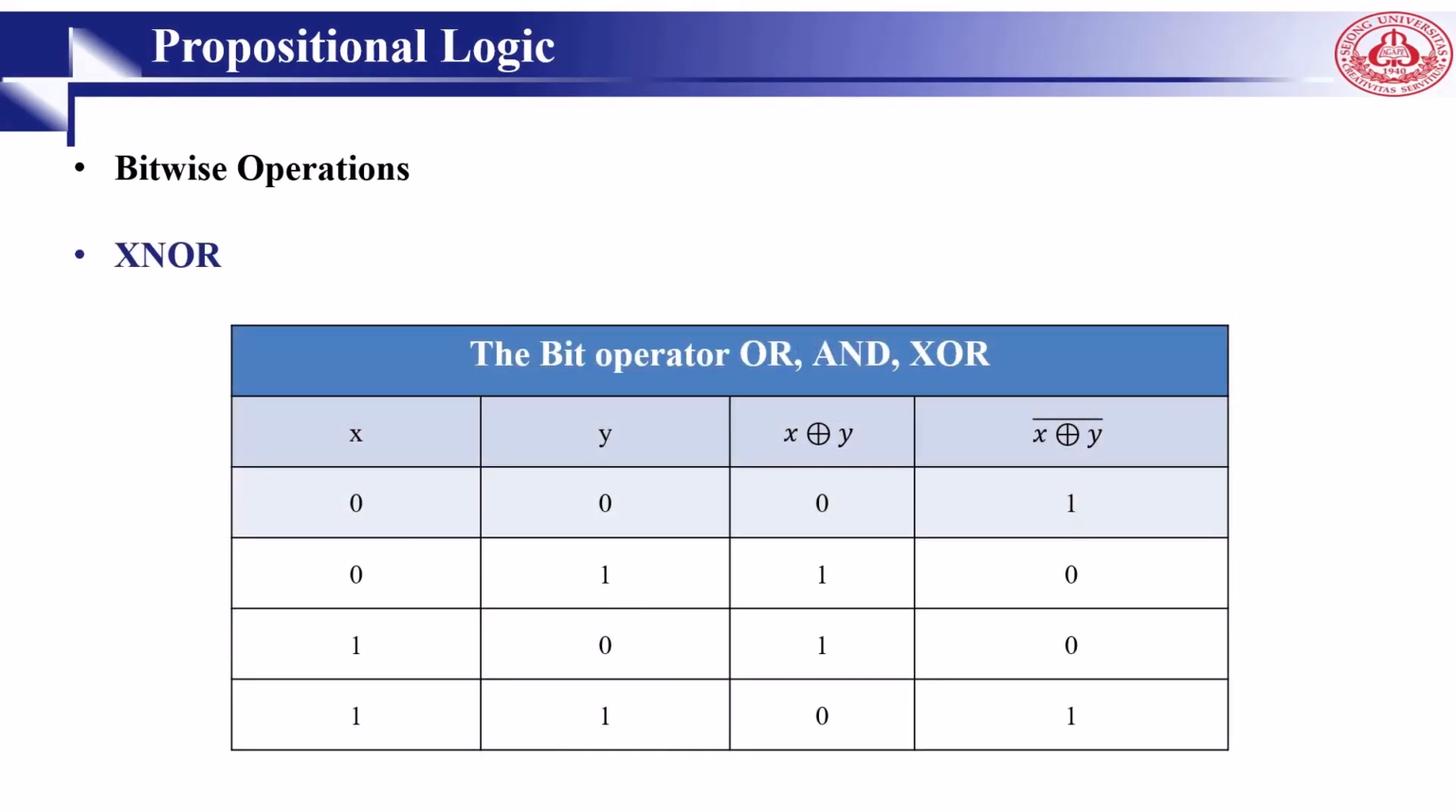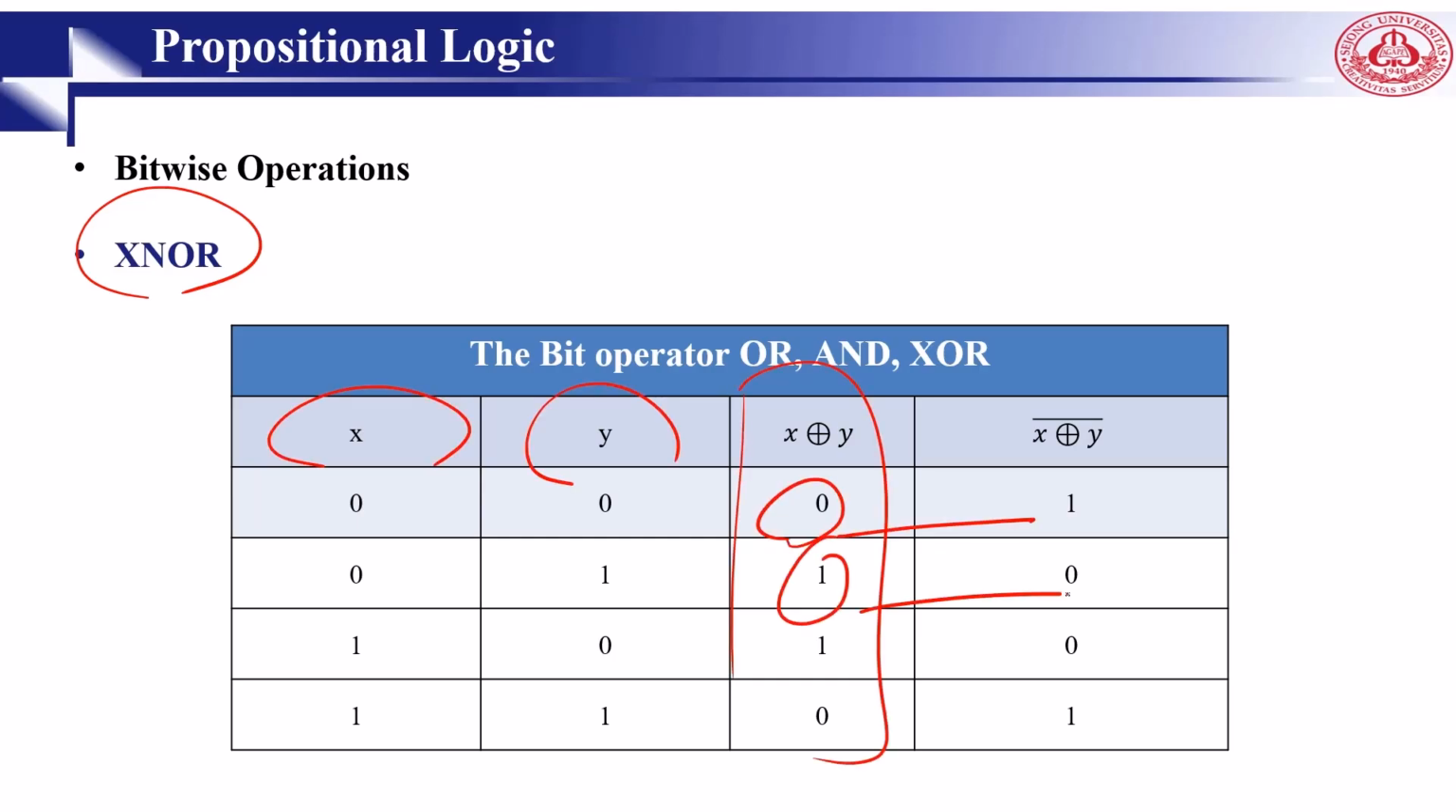We have something called XNOR as well. So XNOR means negation of XOR. So here, once we find out XOR for these two, then we take the opposite side. So 0 will be 1, 1 will be 0, 1 will be 0, and 0 will be 1.